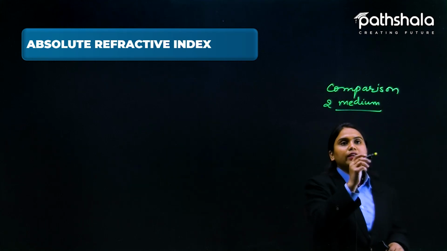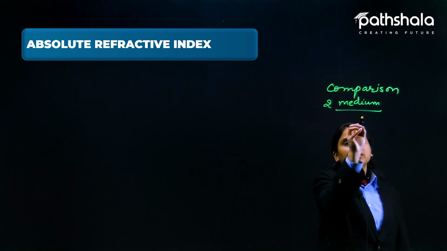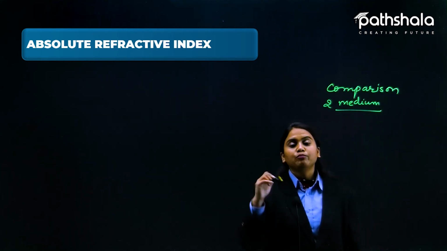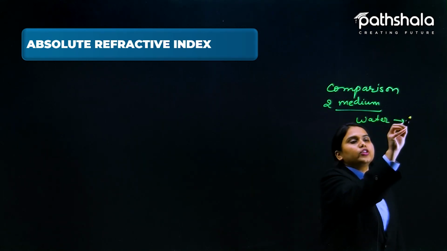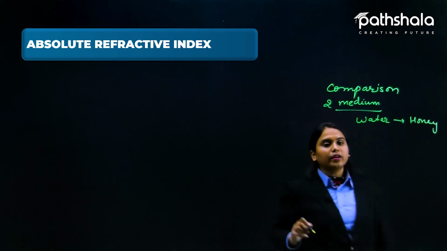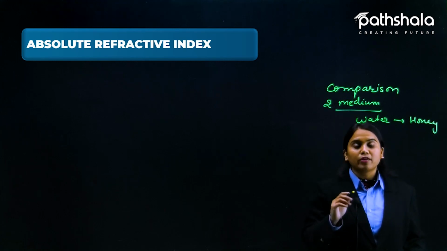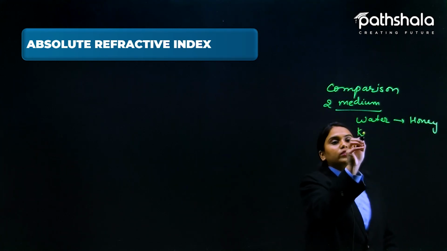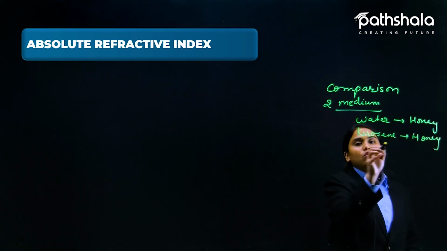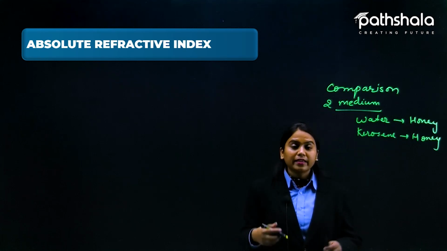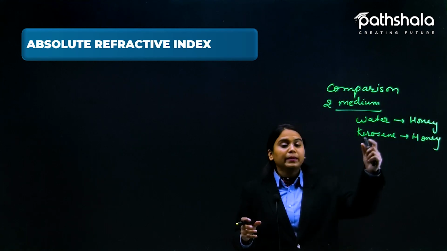Let's suppose I want to compare the speed of light in water medium in comparison to honey. But in another case, if another student wants to take the speed of light in the medium kerosene, again with respect to honey, this is going to change again and again. There are lots of other mediums, and accordingly we are going to take the mediums like this.